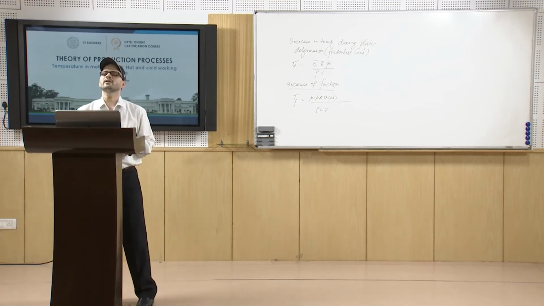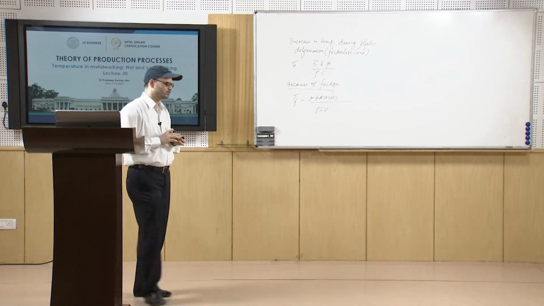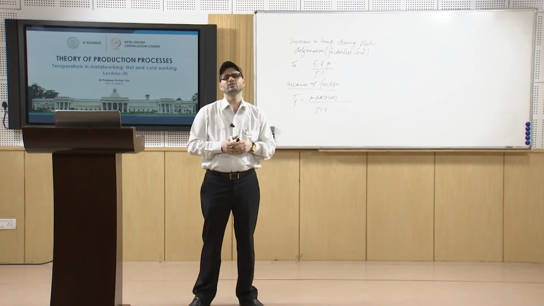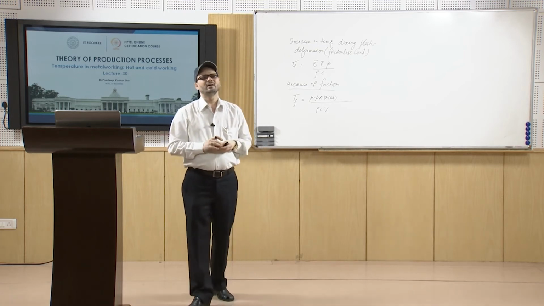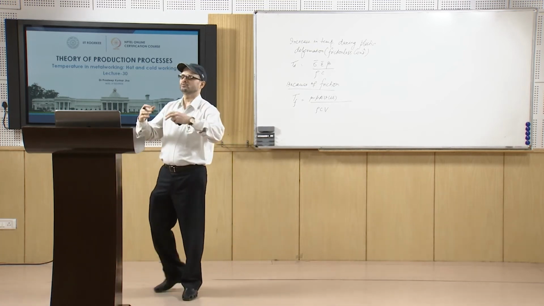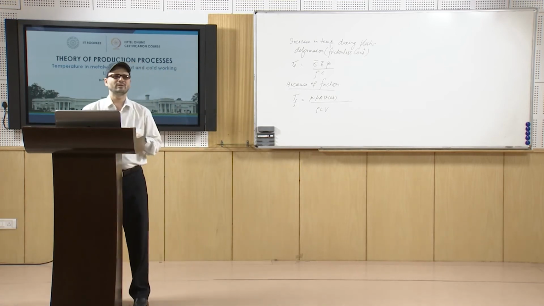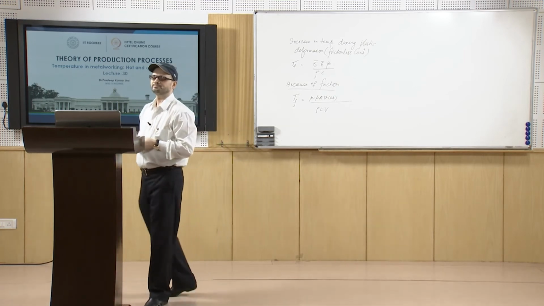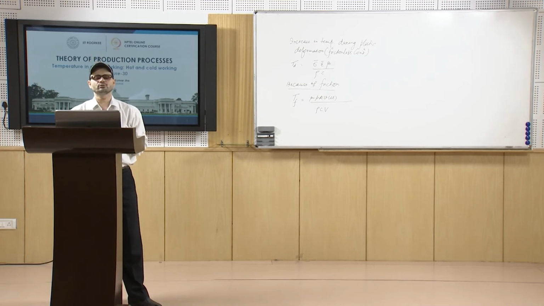Now, let us discuss some disadvantages of the hot working processes. What are the typical disadvantages? The disadvantage is that you have the probability of surface reaction between the metal and the furnace atmosphere. The furnace has an atmosphere and then you have the metal, so you may have a reaction and that may lead to undesirable products. So, reaction products will be on the surface, and that is undesirable. Further, you have loss of metal due to oxidation.